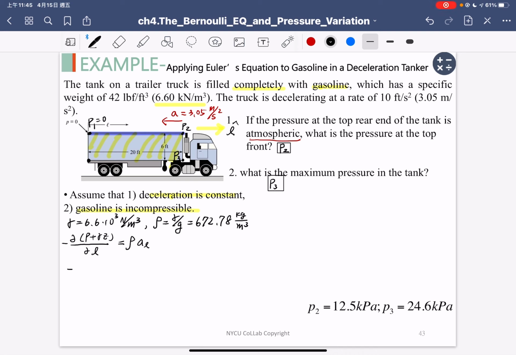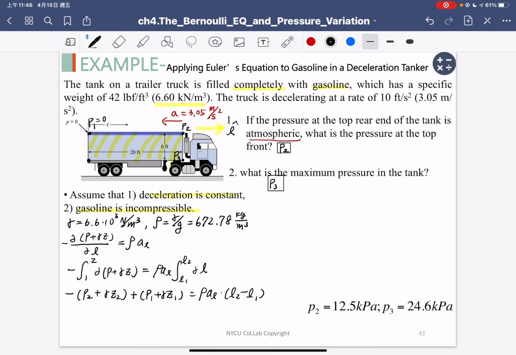So what do we have? We have the minus, and inside is P plus gamma z, from point 1 to point 2, which equals rho a_L, a constant, integrated from L1 to L2 with dL inside, right? So this is minus, and we have the P2 plus gamma z2, and then minus the P1 plus gamma z1, which equals rho a_L times L2 minus L1.